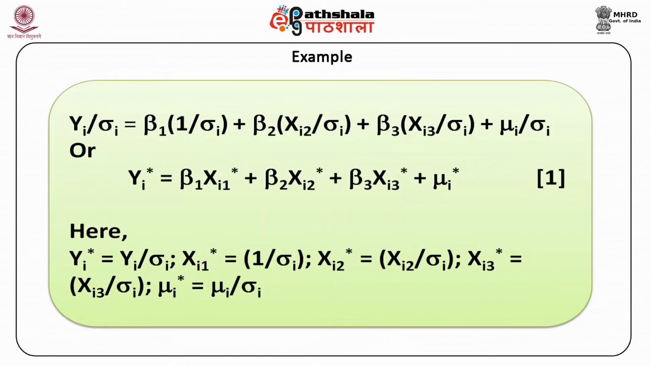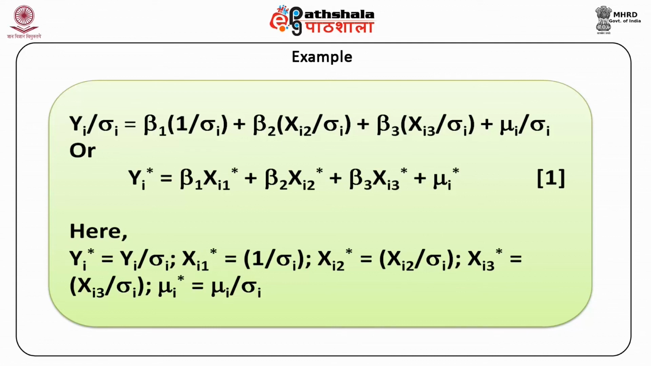Equation 1 represents the entire model divided by sigma_i, where sigma_i is the weight. Here, it is important to note that the error variance for the transformed model is variance of (u_i divided by sigma_i), which equals variance of u_i divided by sigma_i squared, which is equal to 1, which is a constant. Therefore, the transformed model has a constant error variance. It satisfies all the assumptions of the classical linear regression model. Now we can apply the OLS estimator to the transformed model.